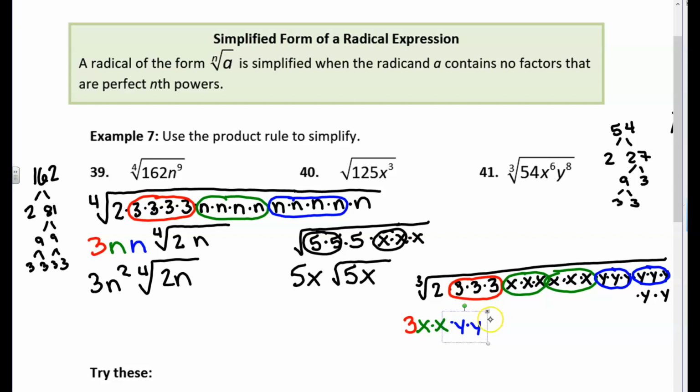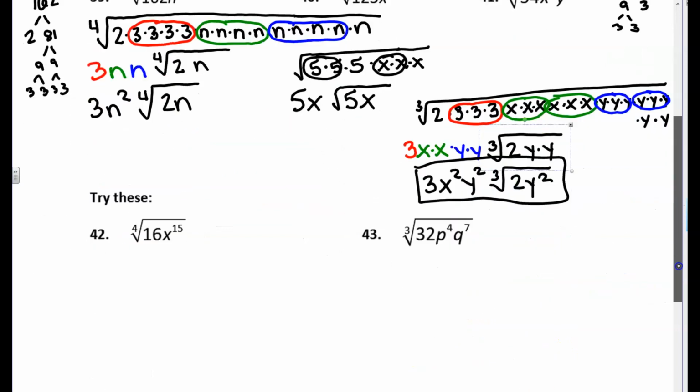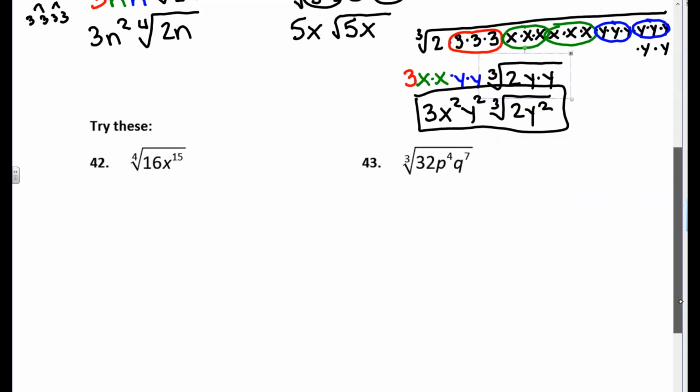What's left over after we did all that is that 2 was stuck, and then 2 y's were stuck. So my final answer, when I simplify all this down, I get 3x squared y squared times the cube root of 2y squared. And that is my answer to that problem. All right, guys, I'd like you now to do 42 and 43 on your own.